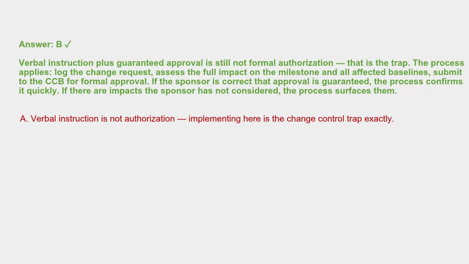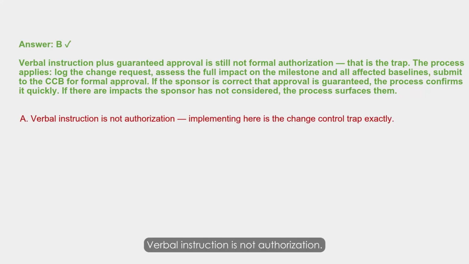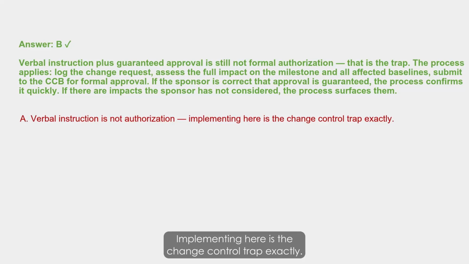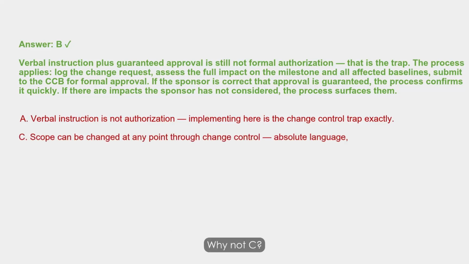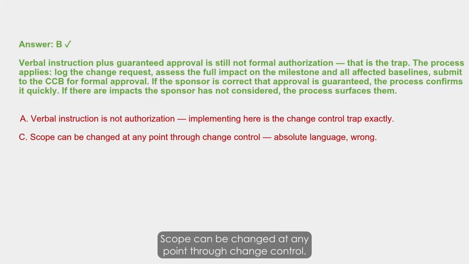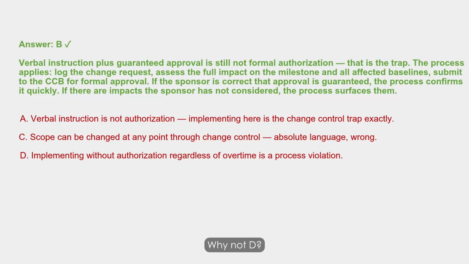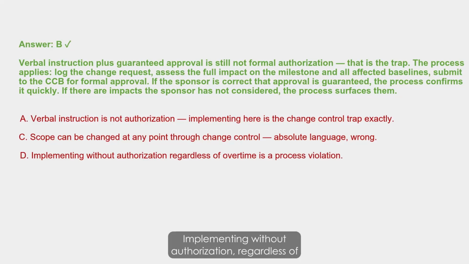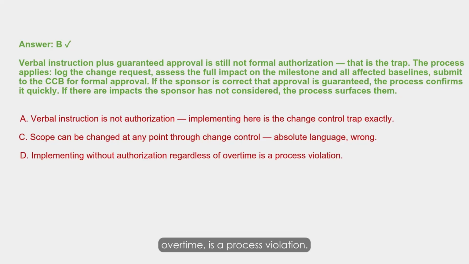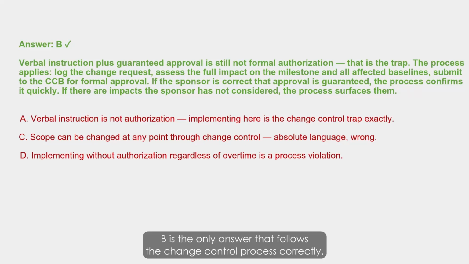Why not A? Verbal instruction is not authorization. Implementing here is the change control trap exactly. Why not C? Scope can be changed at any point through change control. Absolute language, wrong. Why not D? Implementing without authorization regardless of overtime is a process violation. B is the only answer that follows the change control process correctly.